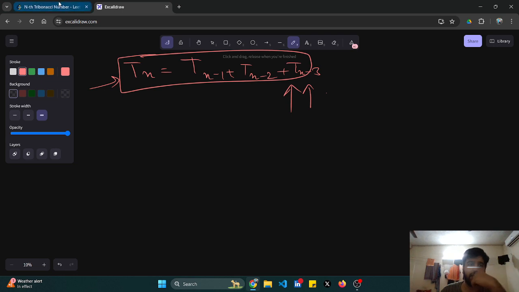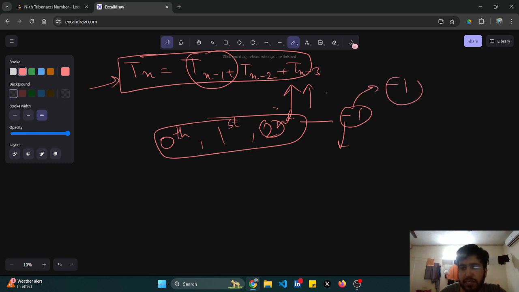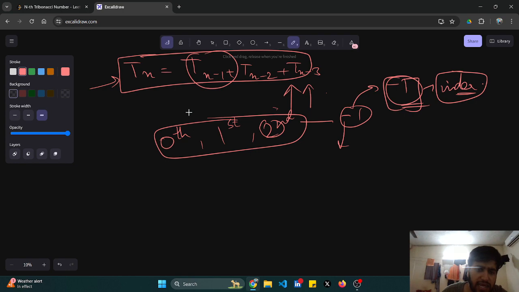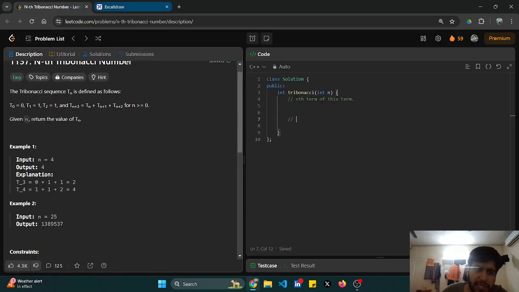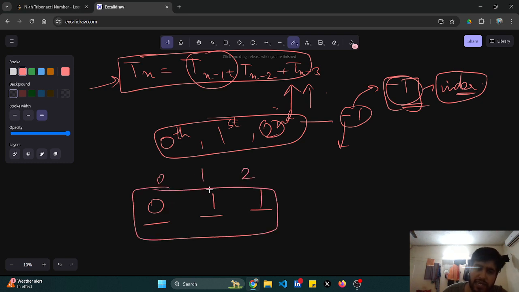What you have to do is find the nth term, and this would be the formula for your nth term. Just remember that the zeroth, first, and second terms would be given to you, because 2 minus 3 is minus 1, so it would go to index minus 1 if you tried to calculate from these, and index minus 1 is nothing. So you will be given these terms. And what are these three terms? It is given that T0 is equal to 0, so the zeroth term is 0. T1 is equal to 1 and T2 is equal to 1. So these are the first three terms that are given to you, and you have to find the nth term.